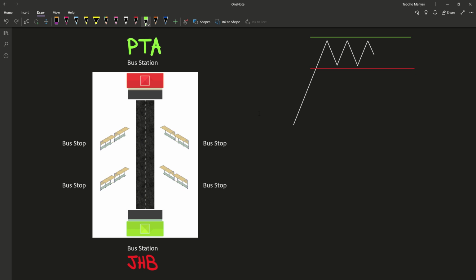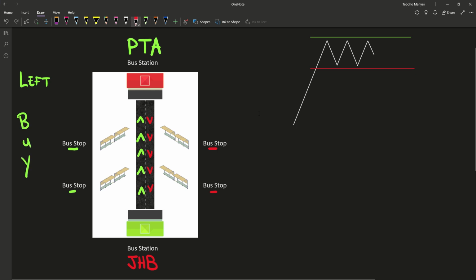If you stand on the bus stop on the left, this means you're catching a ride to Pretoria. So we're going up to Pretoria. But if you use the bus stops on the right, it means you'll be catching a ride to Joburg. So let's put some sense into it. Everything on the left side, we're going to call your buying side. So this is buy.